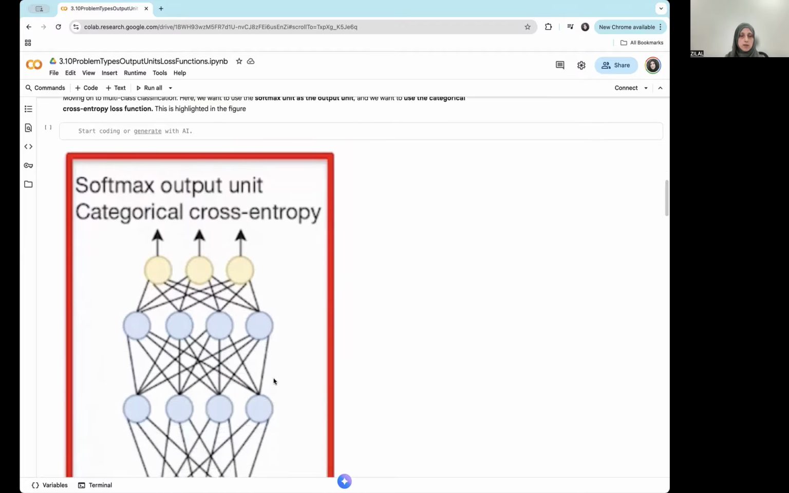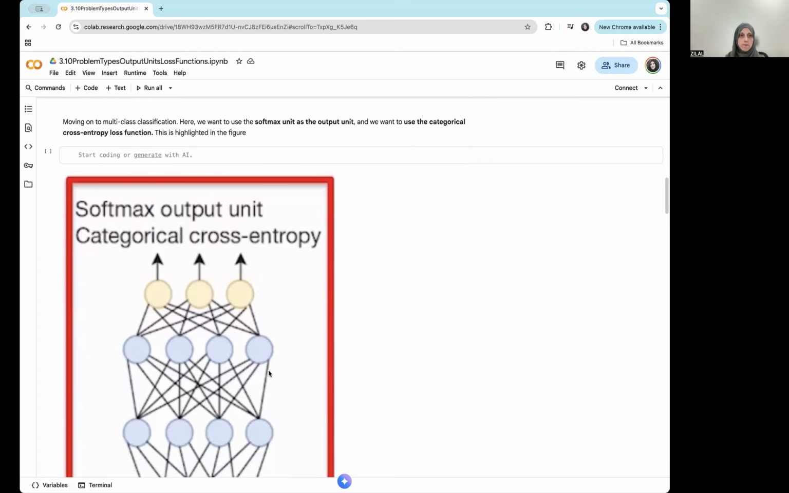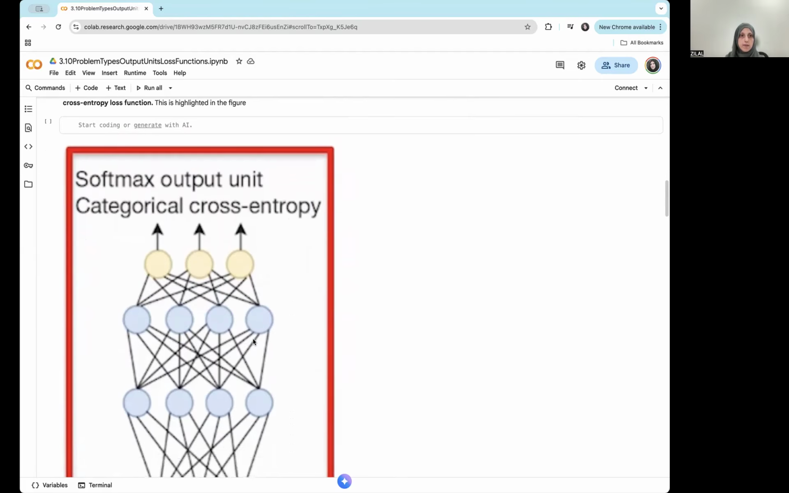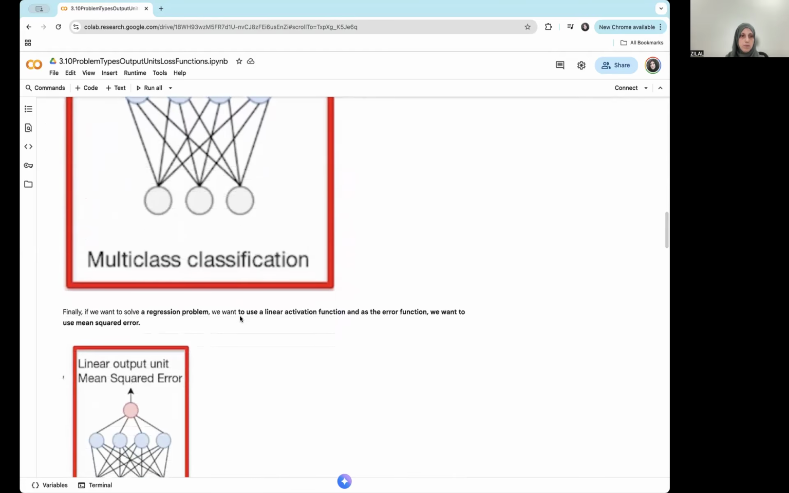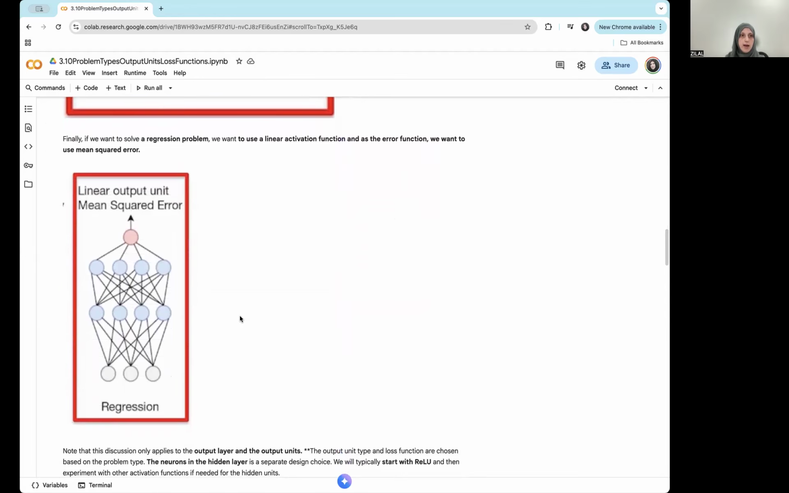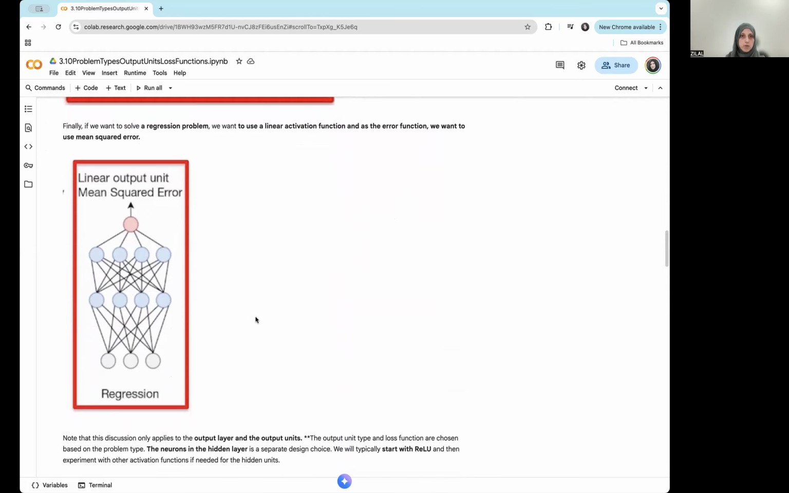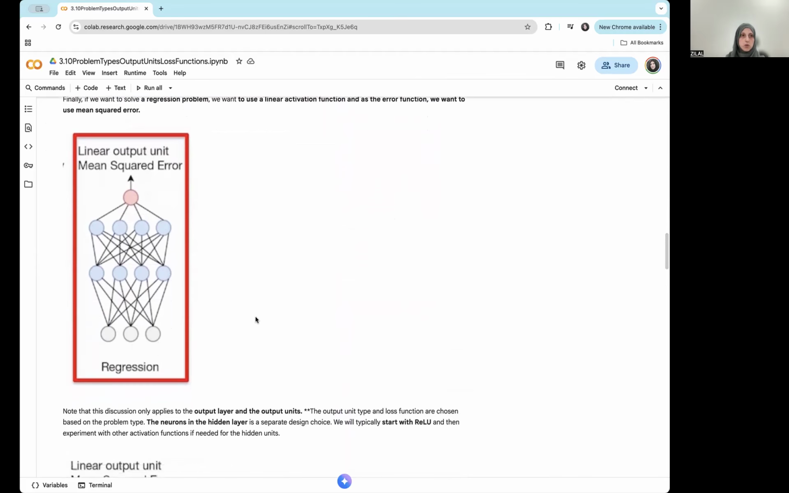Moving to multi-class classification, we want to use a softmax unit as the output unit. And we want to use the categorical cross-entropy loss function, and this is shown here in this figure. And finally, we have the regression problem. So we want to use a linear activation function, and for the error function, we want to use mean squared error.